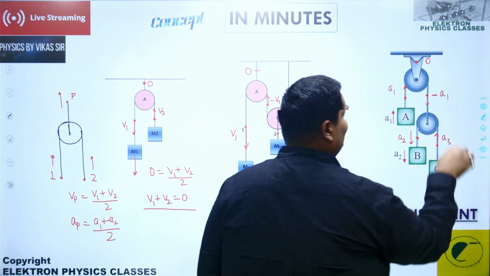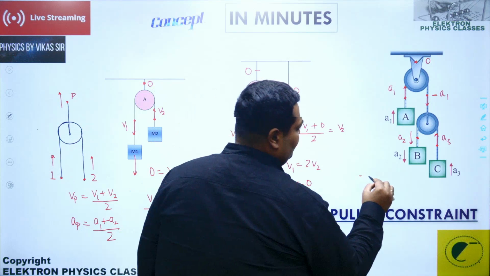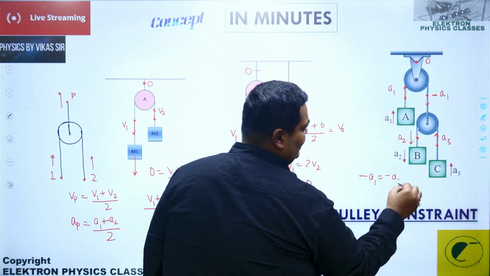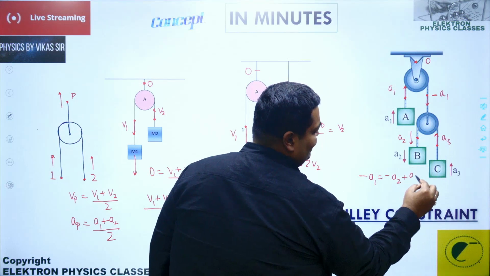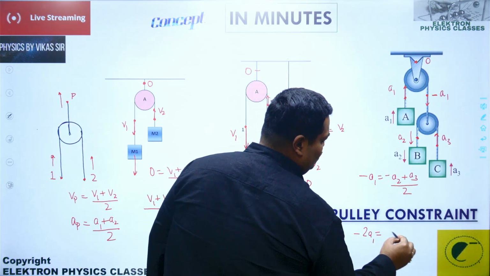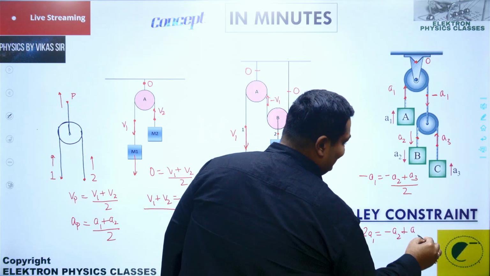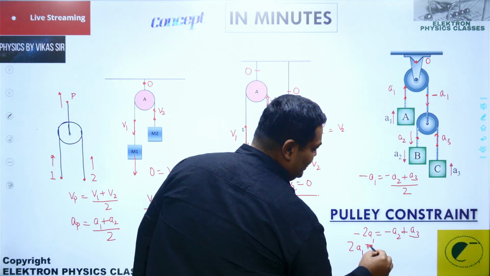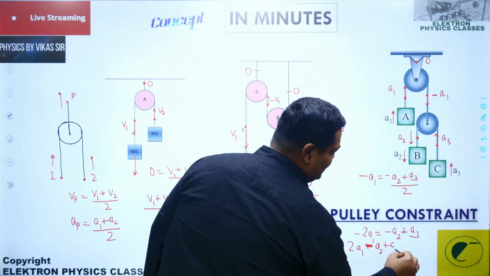So we can very well relate this, that is minus a1. Since it is moving down, it's a negative sign, so that's minus a2. This is moving up, so plus a3, upon 2. You can organize it as minus 2a1 equal to minus a2 plus a3. So the overall constraint becomes 2a1 minus a2 plus a3 equal to 0 is a constraint.